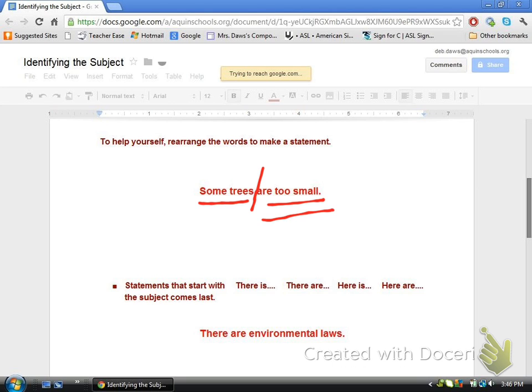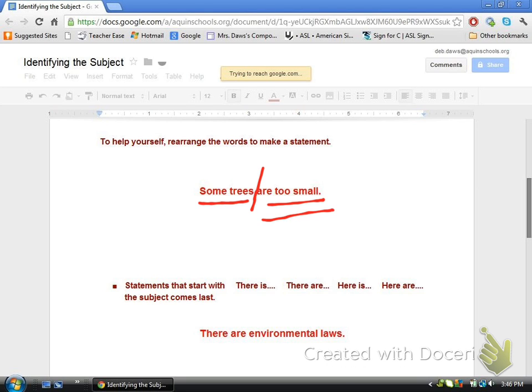The next type are statements that are pretty easy to spot because they have four different beginnings. They either start with there is, there are, here is, or here are. That statement beginning, there is, there are, here is, here are, is always the predicate. That's it. Everything after that is considered the subject of the sentence. So those are the easiest ones to do.